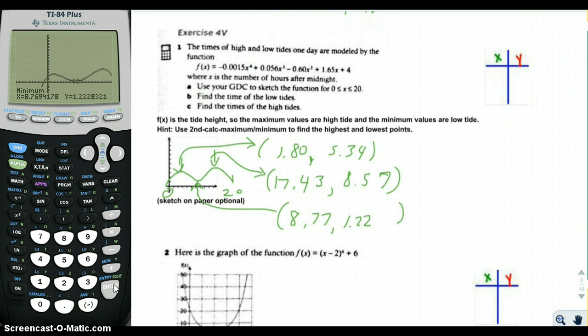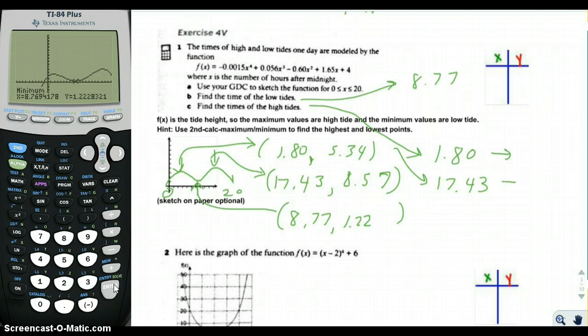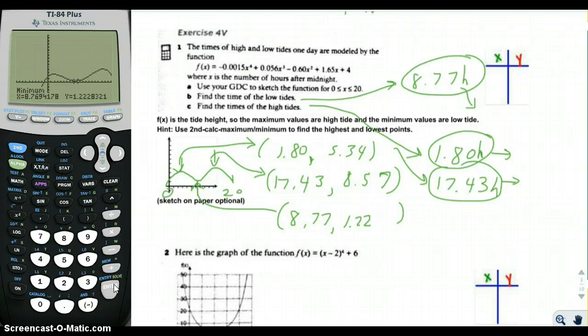Find the time of the low tides. Well, the time of the low tides is 8.77 hours after midnight. And for the high tides, the times are 1.8 hours after midnight, and the other time would be 17.43 hours after midnight. This would be about 1:30 in the morning or later. This would be about 5:20 p.m. or so. This would be like maybe 8:45, something like that. Okay? But you don't have to translate it. You just say 8.77 hours after midnight, 1.8 hours after midnight, 17.43 hours after midnight.